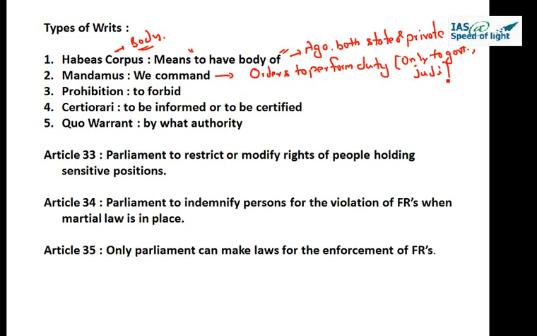The third is prohibition, which means to forbid. In this, the higher court is asking the lower court, if it finds the lower court exceeding its jurisdiction, not to exceed its jurisdiction. So mandamus talks about the inactivity of officials, while here it is prohibiting the over-activeness of the lower courts. The fourth is certiorari, which means to be informed or to be certified. The higher court is asking the lower court to transfer the pending cases to it. Transfer of pending cases.